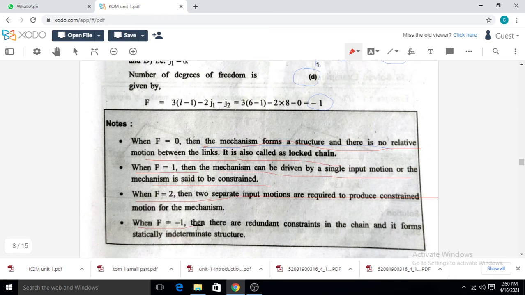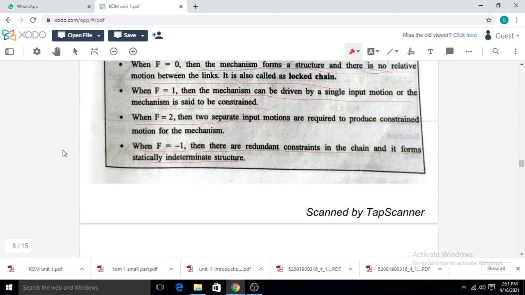Now when F is equal to -1, then there is a redundant constraint in the chain, and it forms a statically indeterminate structure. Means we cannot determine such a structure statically when the degree of freedom is equal to -1. So this is the purpose or meaning of the degree of freedom. Okay.